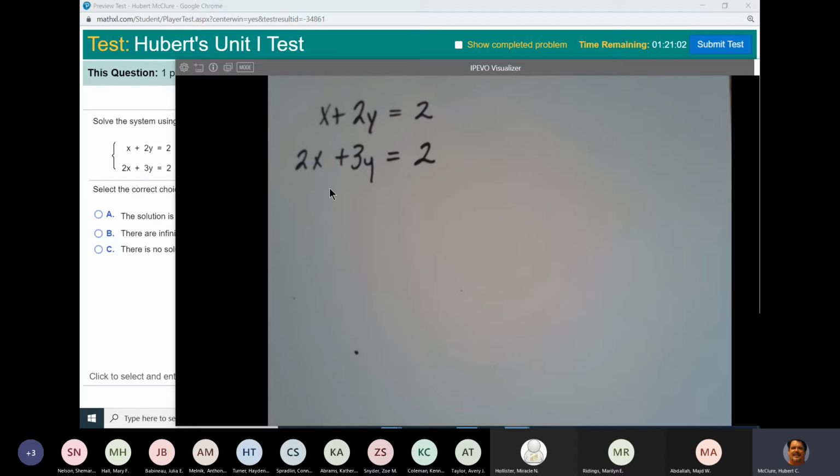Do I have to pick a certain variable? Yes or no? No, you don't. Why not? I'd pick X and I'd cancel out X. Okay, the reason you're picking X, Mr. Abdallah, is because it's the easiest one. You don't have to. You can get rid of Y. I'm going to show you.